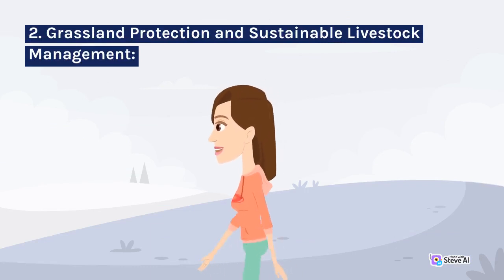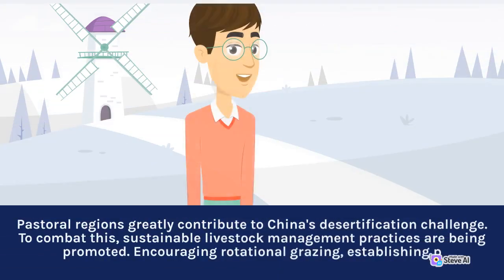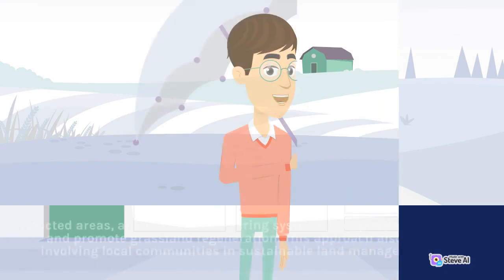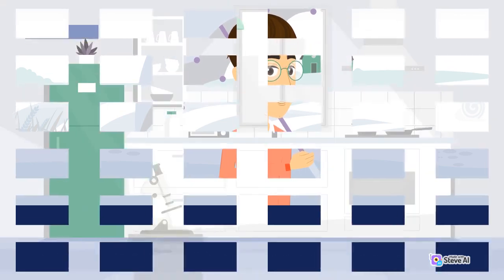2. Grassland protection and sustainable livestock management. Pastoral regions greatly contribute to China's desertification challenge. To combat this, sustainable livestock management practices are being promoted. Encouraging rotational grazing, establishing protected areas, and improving watering systems help prevent overgrazing and promote grassland regeneration. This approach also involving local communities in sustainable land management practices.